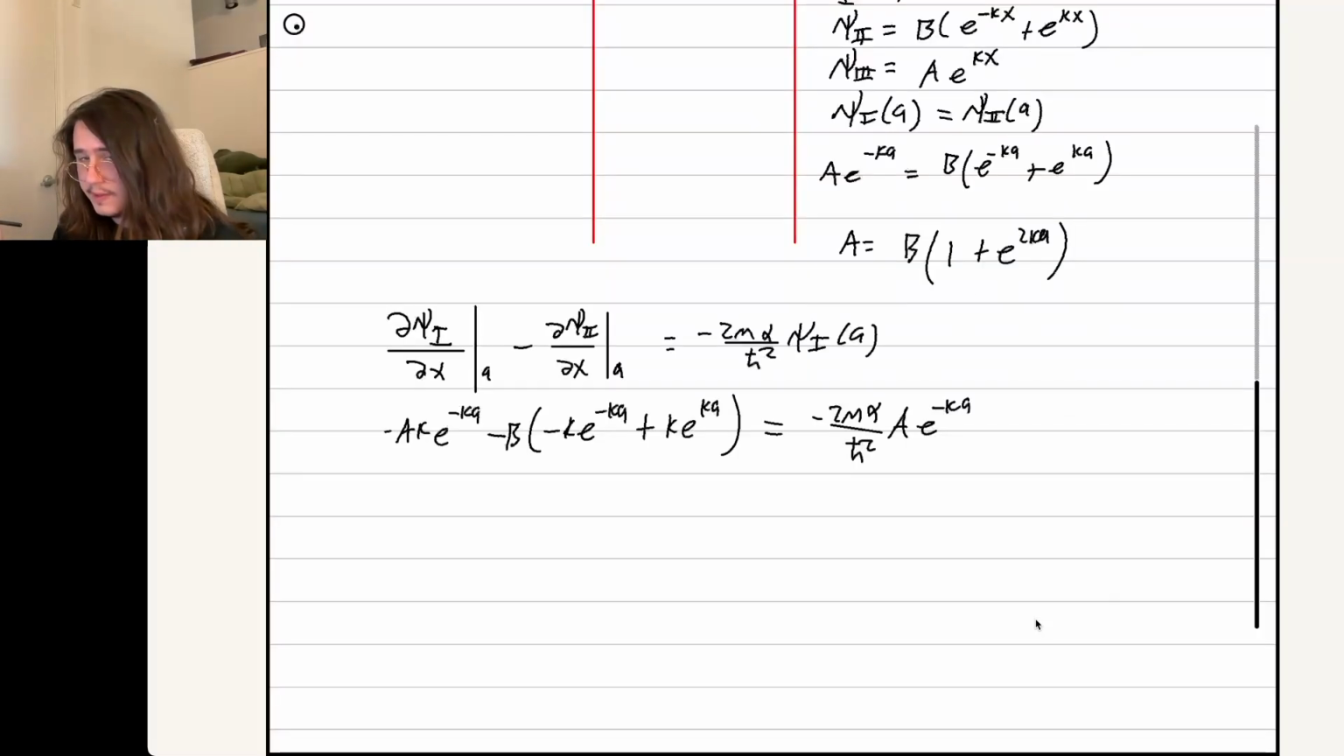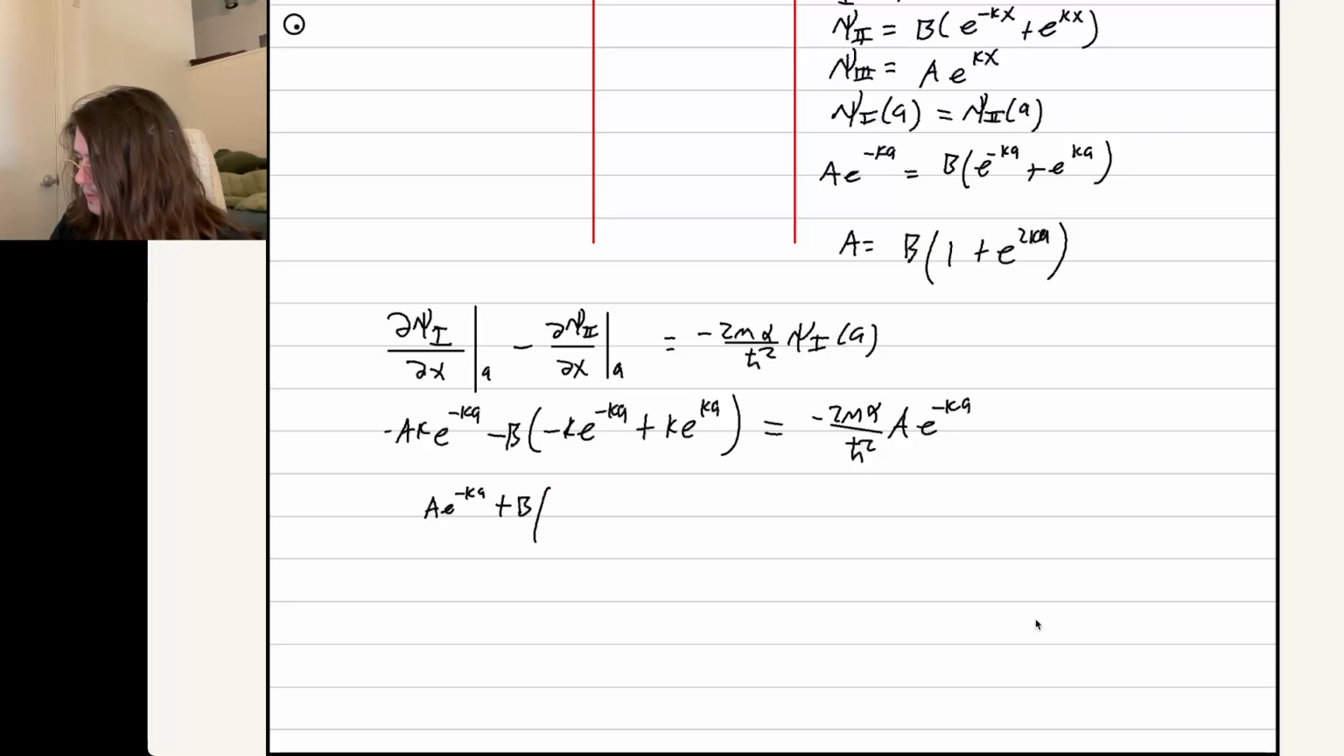I'm going to divide the equation by minus k so that it looks a little bit less stupid. It's going to be plus now. This is going to be e to the ka minus e to the minus ka equals 2m alpha over h bar squared k, A e to the minus ka.